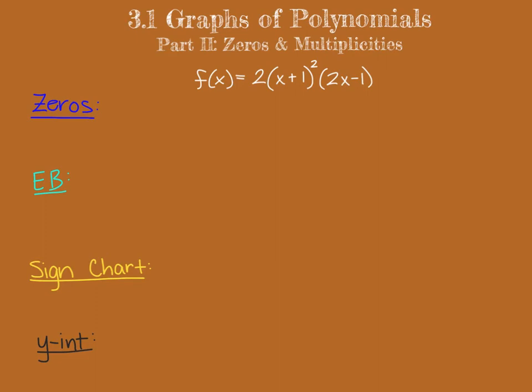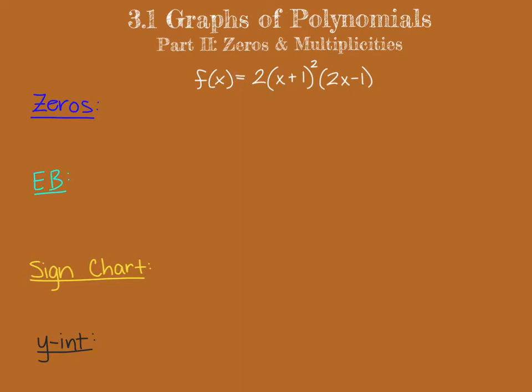Okay, let's take a look at example number 1. We have f of x here in factored form, which is the only thing we'll see today, because that's the easiest way to graph a polynomial, since we can easily see what the zeros are. Remember, zeros are what make y 0. They are the x values that make y, or f of x, equal to 0.